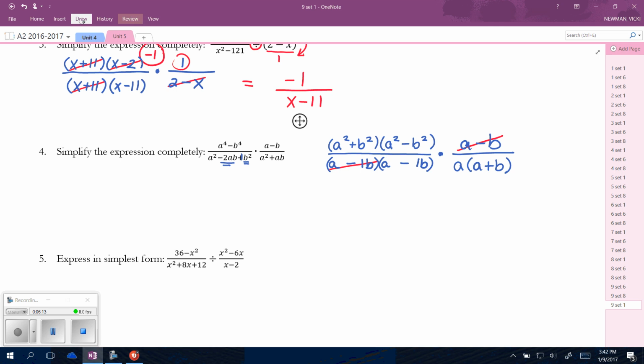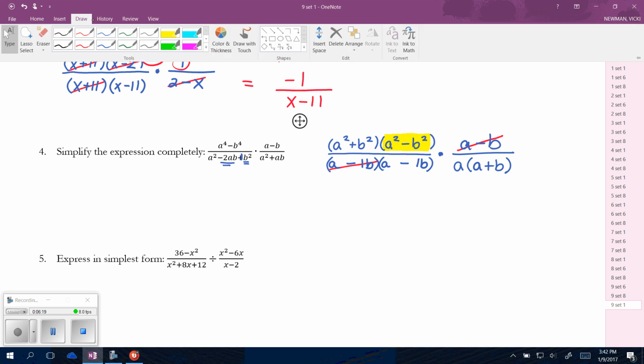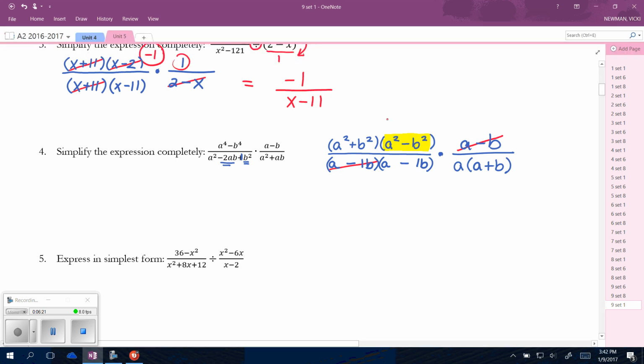But what you didn't do was factor completely. A squared minus b squared is another difference of two squares. So if that's a plus b, a minus b, then I can factor that and cancel something else. Let's see. I have an a plus b on the top and an a plus b on the bottom. I have an a minus b on the top and an a minus b on the bottom.